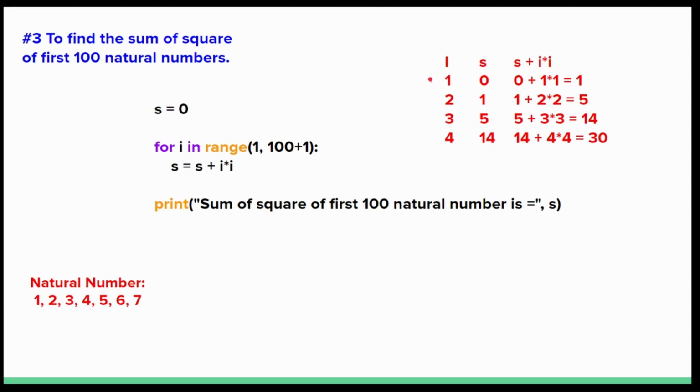Okay, so come to its explanation part. i is running from 1 to 100, and s will contain 0 initially. So as you can see on the screen, 0 plus i multiplied by i, that is 1 multiplied by 1, which is equal to 1.